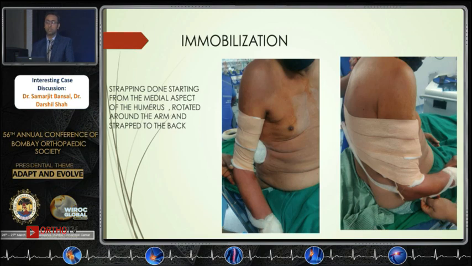So for immobilization, because of the absence of an abduction brace, strapping was done, which started from the medial aspect of the humerus and was rotated around the arm in the anti-clockwise direction on the right side, and was strapped to the back. A Gamgee roll was kept in between the trunk and the humerus.